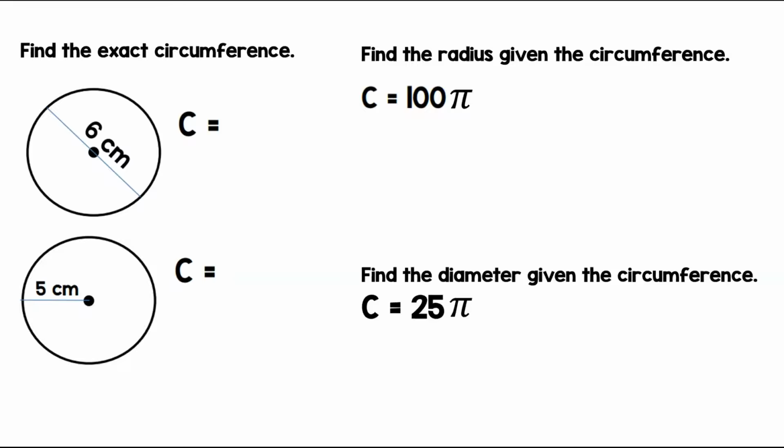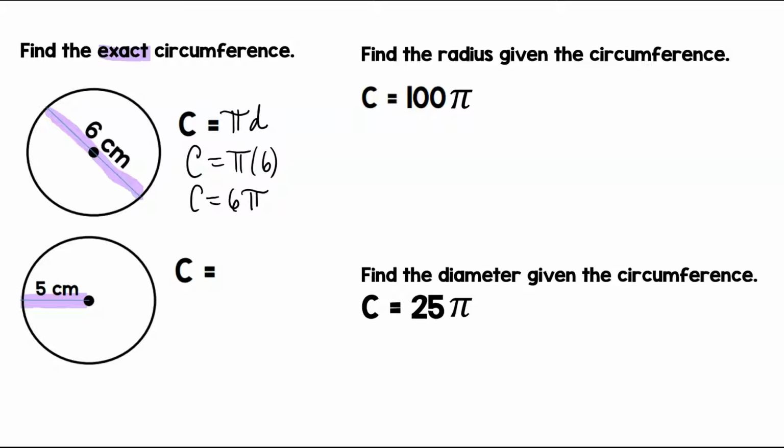Okay, so this is the last part where we're just going to practice what we learned and also work backwards, which some of the Delta math questions are going to do. This says to find the exact circumference. So to remind us, the circumference formula is pi times the diameter, or 2 times the radius. But in this case, they give us the diameter. So if the diameter is 6, the circumference is going to be pi times 6, which we write as 6 pi. The next one we are given the radius.